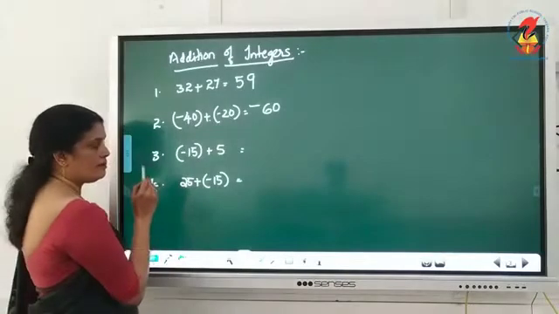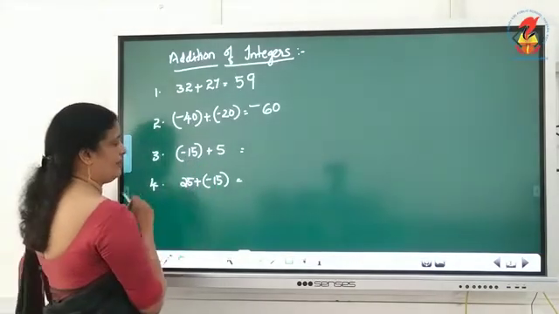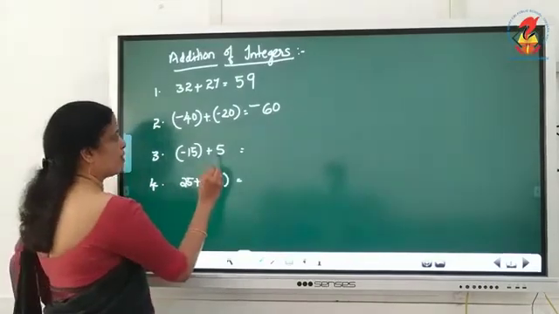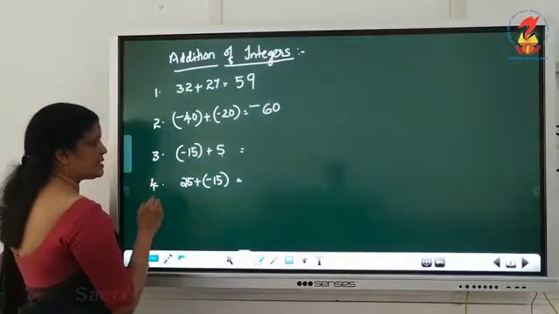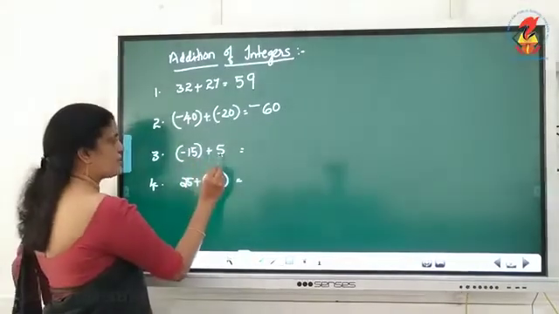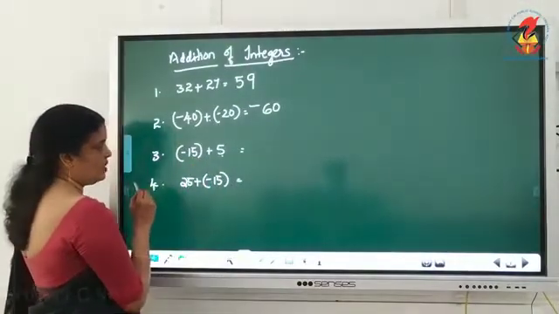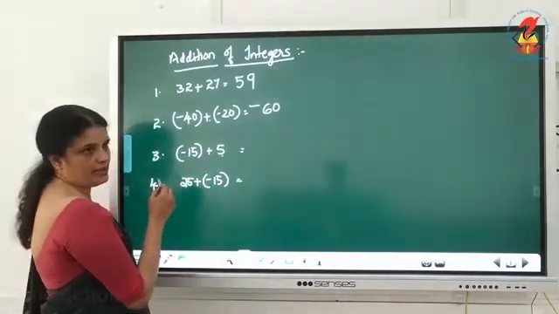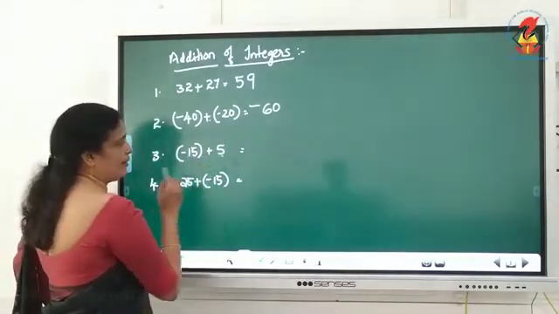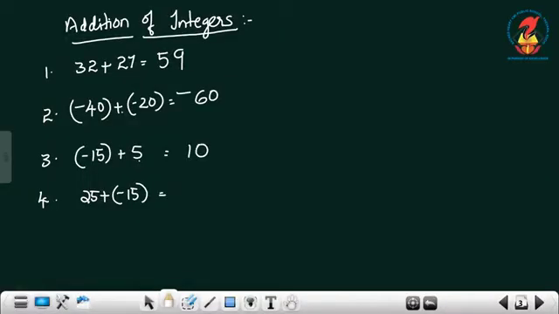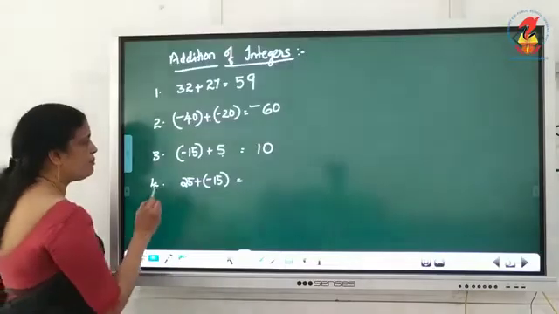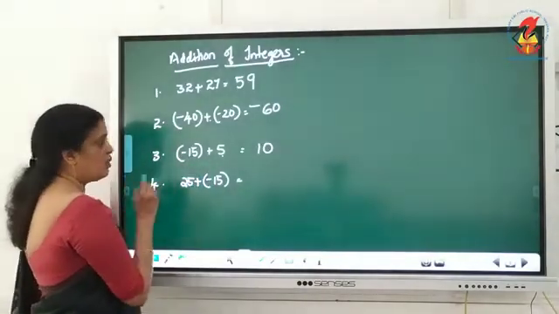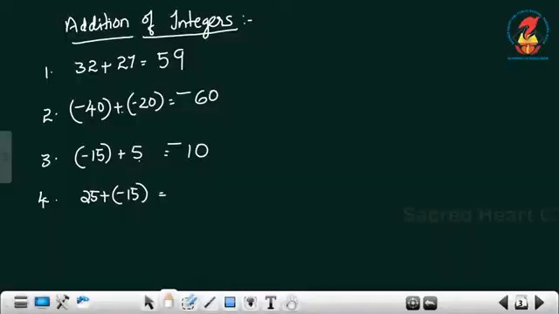Third question, negative 15 plus 5. The first integer is a negative integer, the second one is a positive integer. This time you should take the difference of these two numbers. What is the difference of these two numbers? Difference means subtract these two numbers. 15 minus 5 is 10. Which number is the biggest number in this case? 15 is the biggest number. What is its sign? Negative. Put the negative sign.